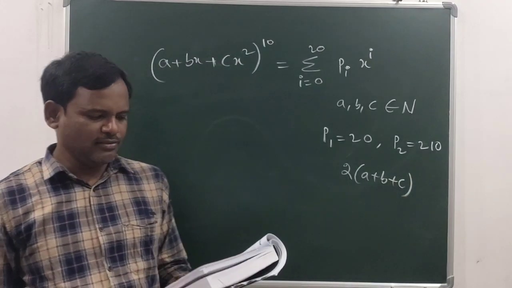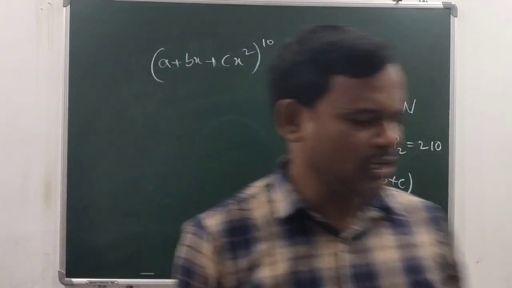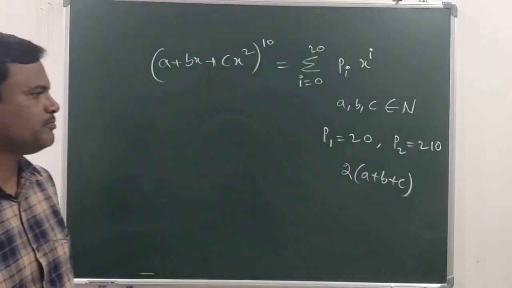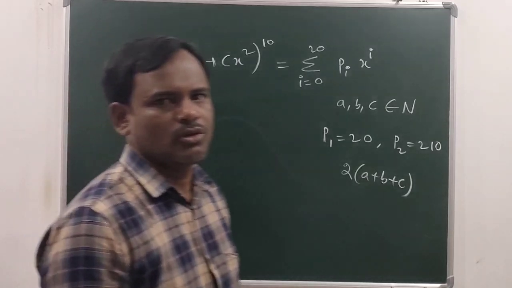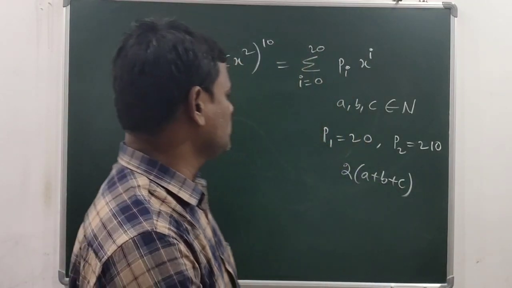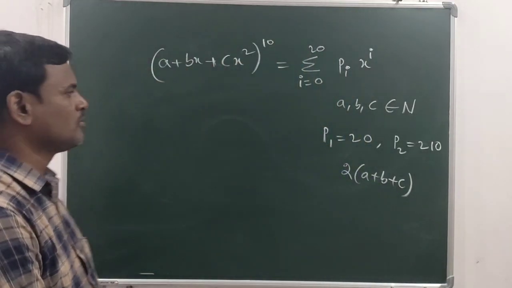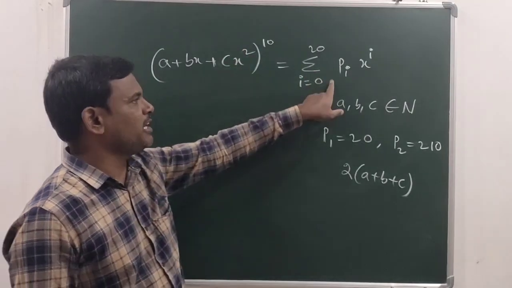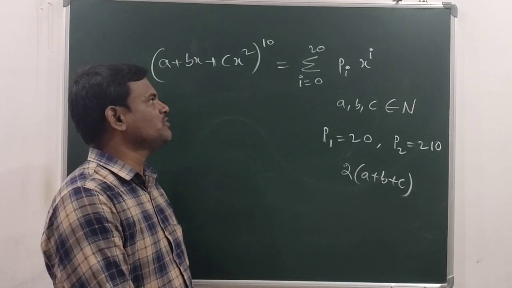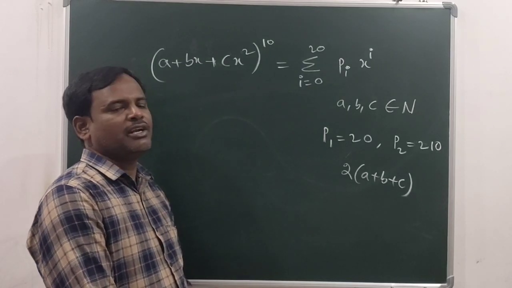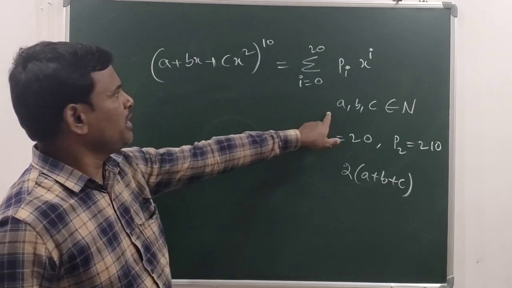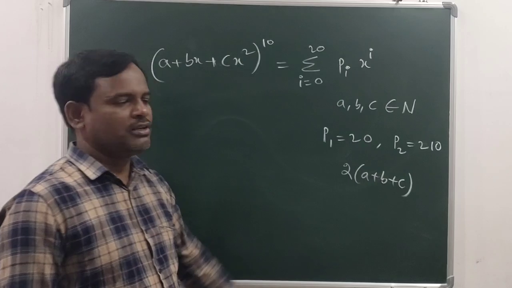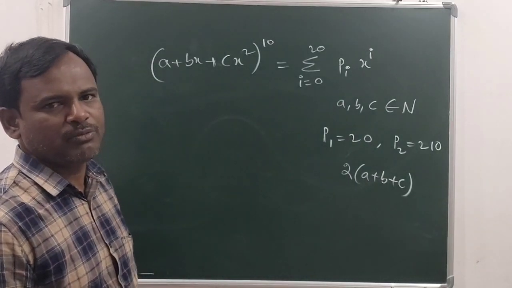So this was given in April 2023 in session 1. Okay students, how do you answer this question? So one trinomial is given, and its expansion they mentioned as summation i runs from 0 to 20 pi into x power i. Here a, b, c belong to natural numbers. P1 is 20, P2 is 210. Then what is the value of 2 of a plus b plus c?